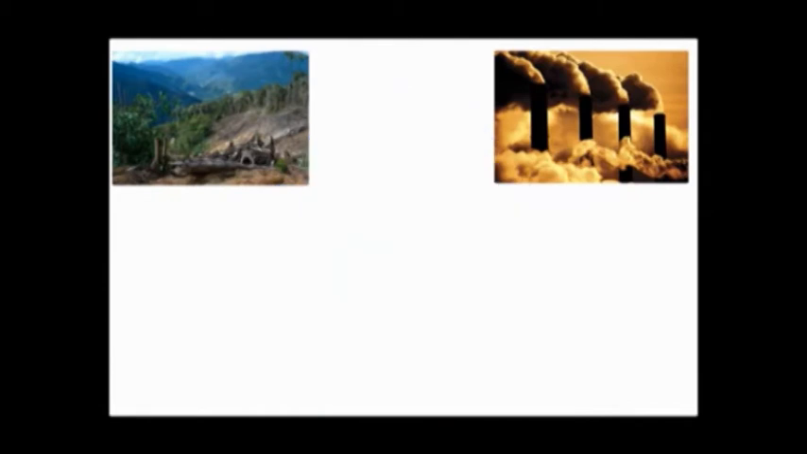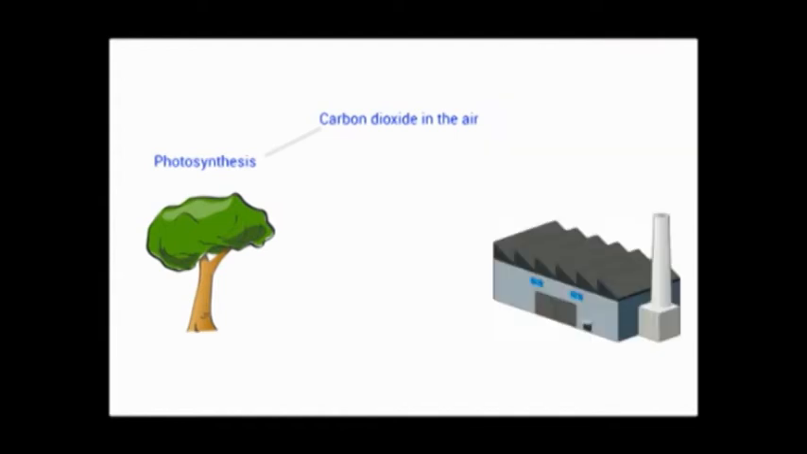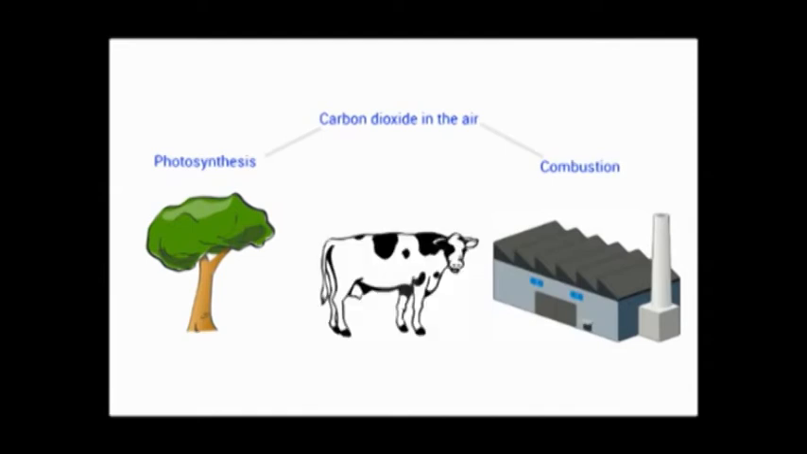Deforestation, where forest land is cut down or burnt to make way for farmland, has a really negative impact because it stops the trees photosynthesising and taking in carbon dioxide from the atmosphere. The burning of fossil fuels, on the other hand, for energy mainly, releases lots of carbon dioxide into the atmosphere. Other processes, such as respiration, also release carbon dioxide into the air.